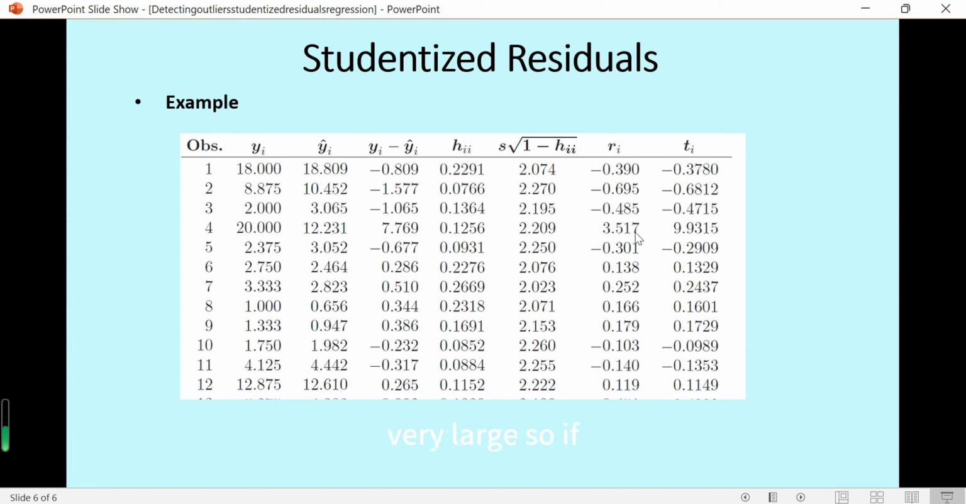very large. If it is not an outlier, it will be around 0. All other values are around 0, very close to 0. But these two values are larger than 3. And for this t-value, it is particularly large, almost 10. So in this sample, we have to check in particular this observation as an outlier.